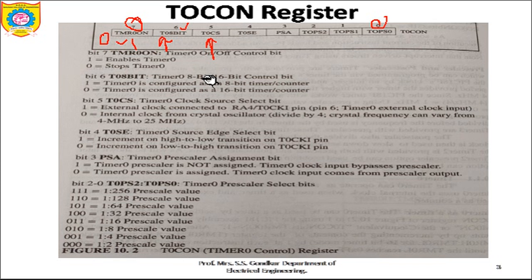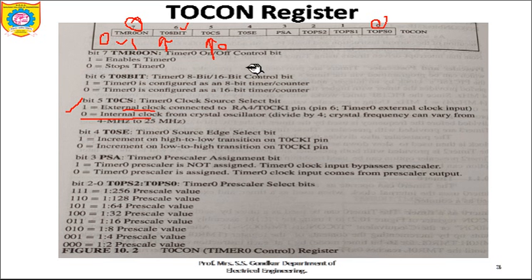So when this T0CS bit is 1, it means an external clock is connected. If this bit is 0, it means it is a timer, and if it is a timer, you should have an internal clock. You can see it here: if it is 1, you can see an external clock, and if this bit is 0, it is an internal clock.